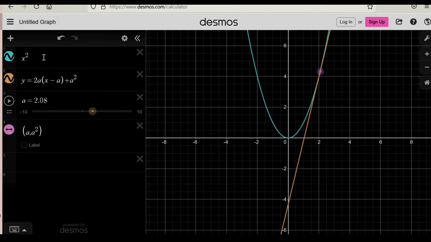So here we have the function x squared, and graphically we see that the tangent line pulls up as the tangent line's position moves to the right side.